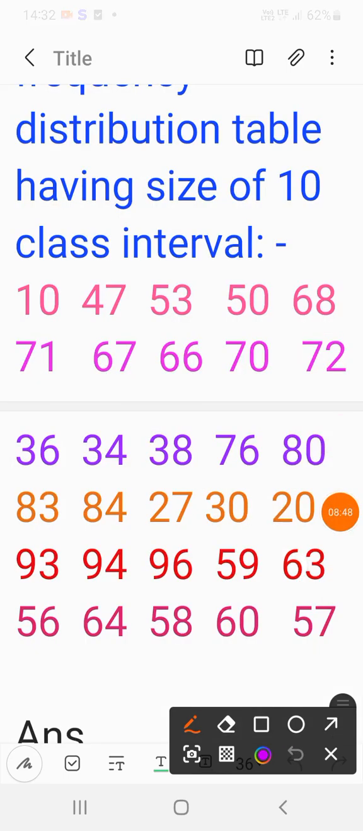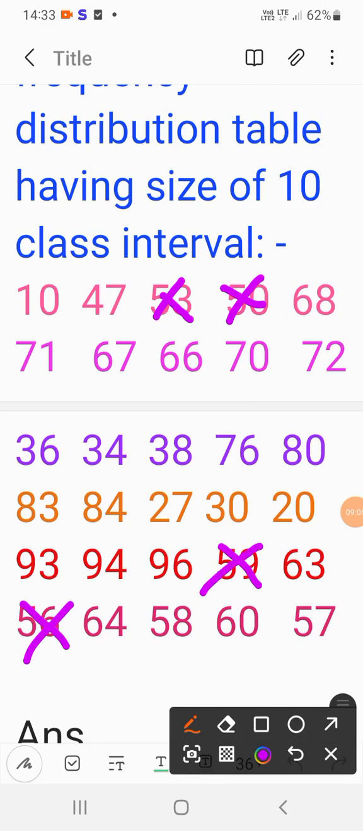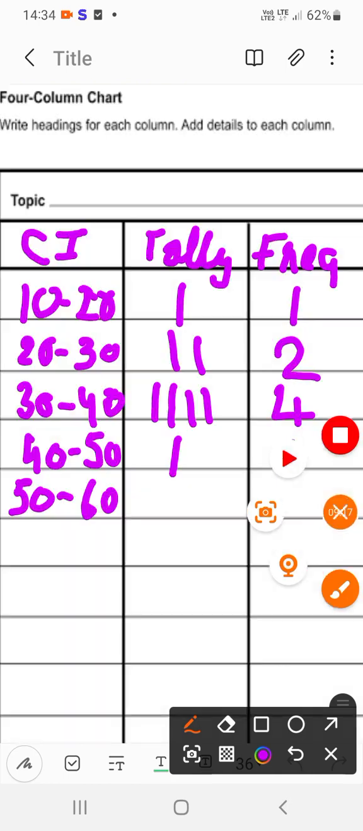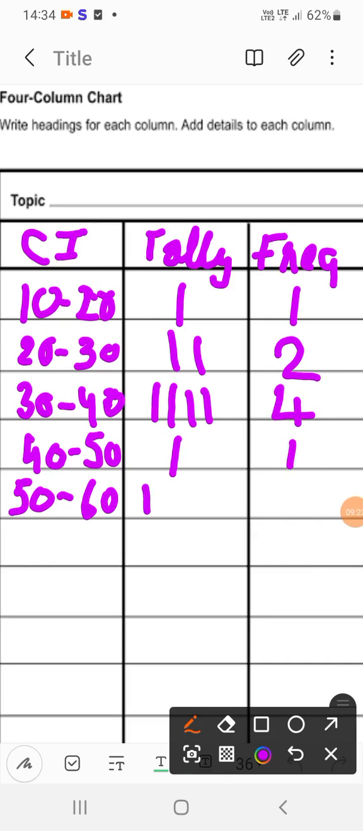So the numbers between 50 to 60, where 50 is included and 60 is excluded, are 1, 2, 3, 4, 5, 6. So we have 6 numbers in the class interval of 50 to 60. So we will write the tally as 6. So the tally between 50 to 60 is 6. How we will write the tally is 1, 2, 3, 4, and the 5 would be the cross, and then 6. So the frequency is 6.